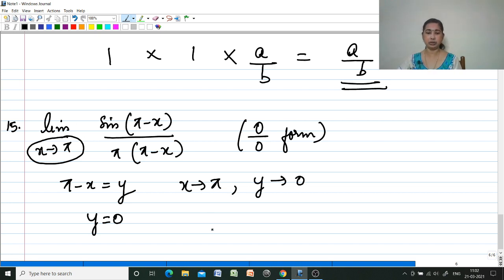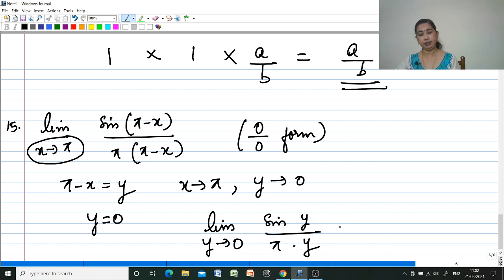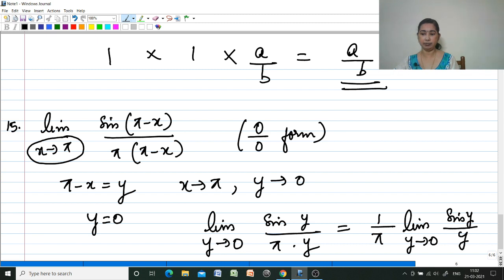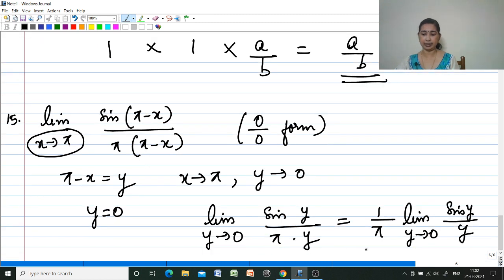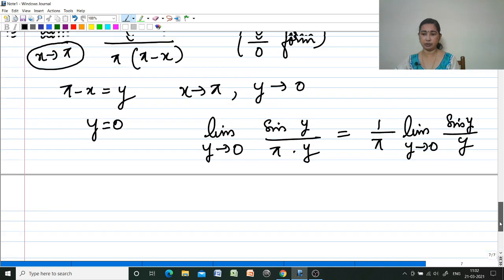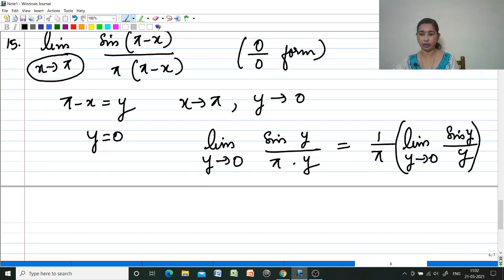Then what happens to the limit? Limit y tends to 0, sin y divided by pi into y. There we know that pi is a constant. That pi we can take out, that is 1 by pi out. Limit y tends to 0, sin y divided by y. And what will be the answer? This part will be 1. So the answer is 1 by pi.